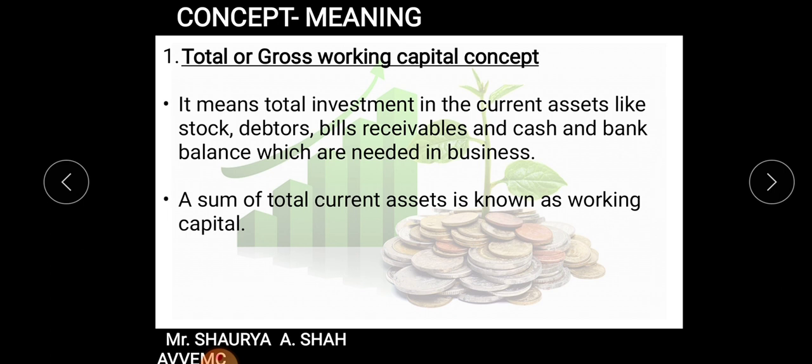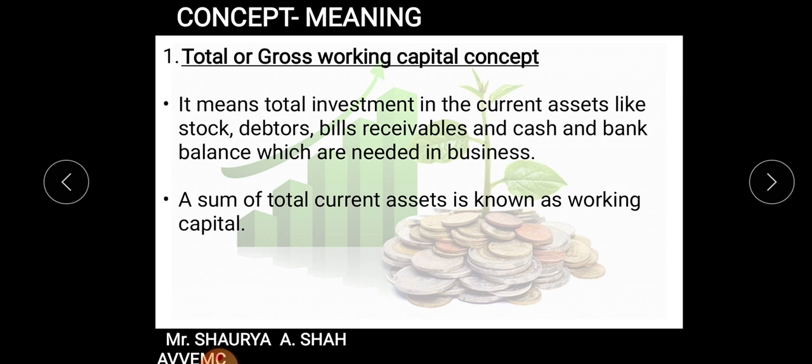So the term itself says it is total or gross, right? So total or gross means, in short, I can say gross working capital is equal to current assets, right? That is the first view which is accepted as working capital. It depends upon which policy the firm is adopting to calculate the working capital, right? So our first concept says total or gross working capital is equal to current assets, right? So the sum of total current assets is known as working capital. I hope it is clear, right?